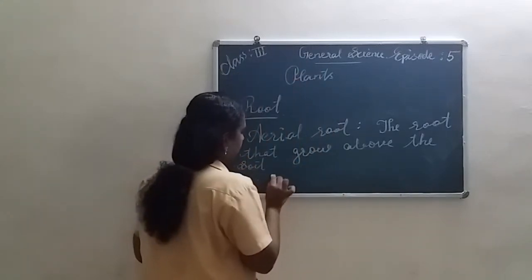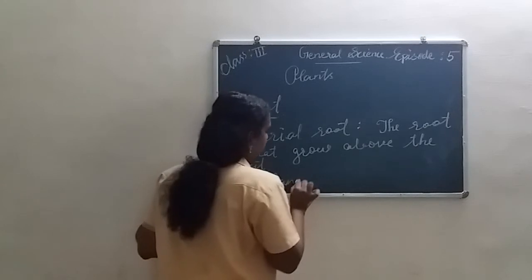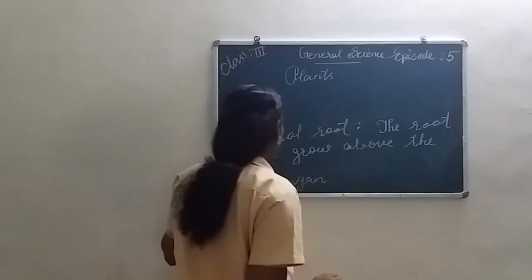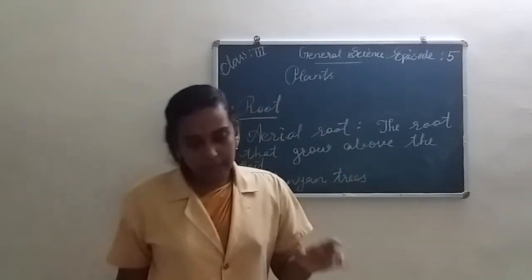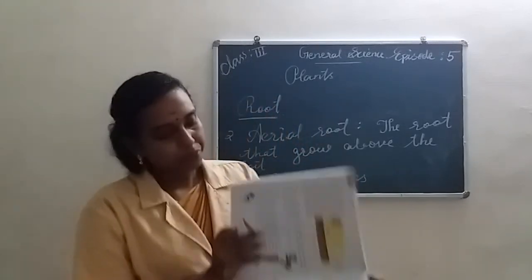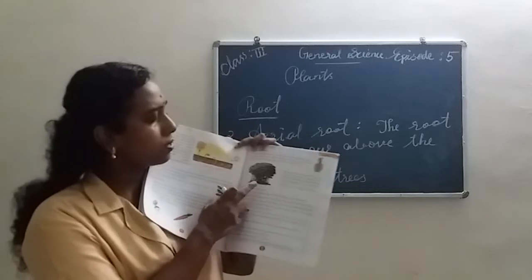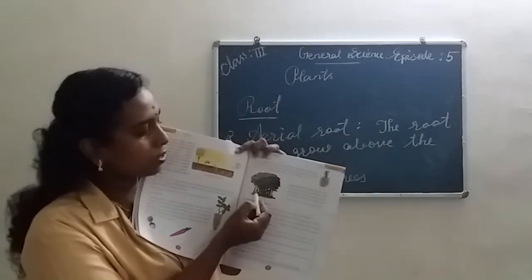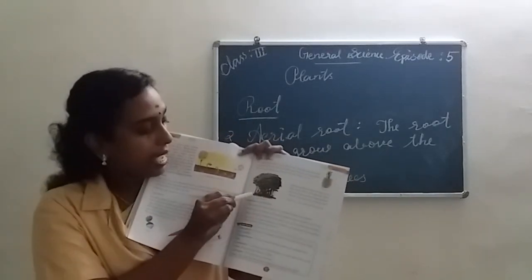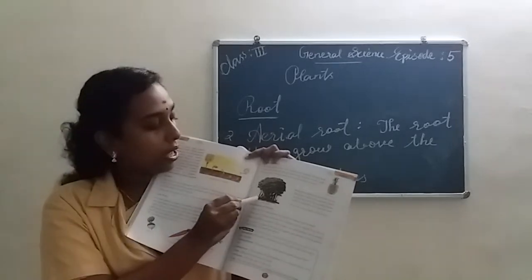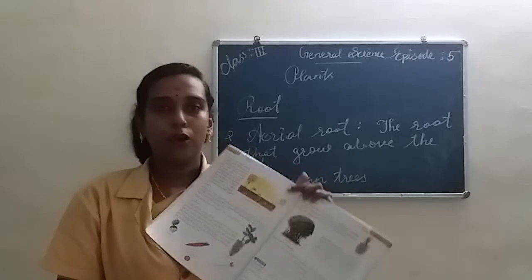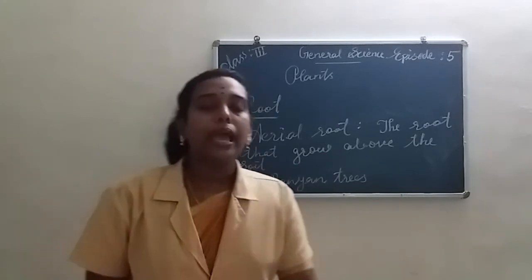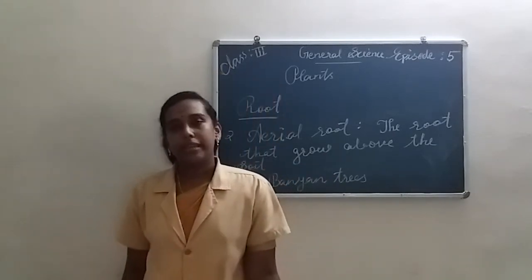Example, banyan tree. Roots of banyan tree, and mangrove plants, etc. In your textbook, the picture of a banyan tree is shown. Like that, the aerial roots grow above the soil. The root that grows above the soil is called aerial root.